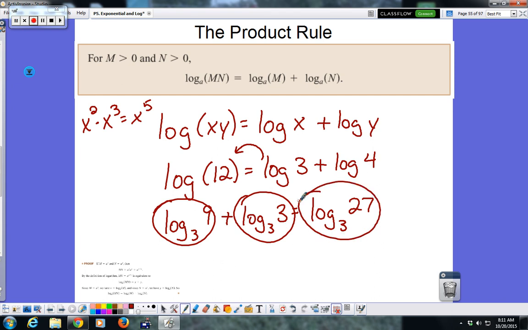Yeah, that checks out. I wanted to do something concrete that you can actually see the answers to, just to prove to you 2 plus 1 is equal to 3. Log base 3 of 9 plus log base 3 of 3. Multiply the two arguments gives you log base 3 of 27.